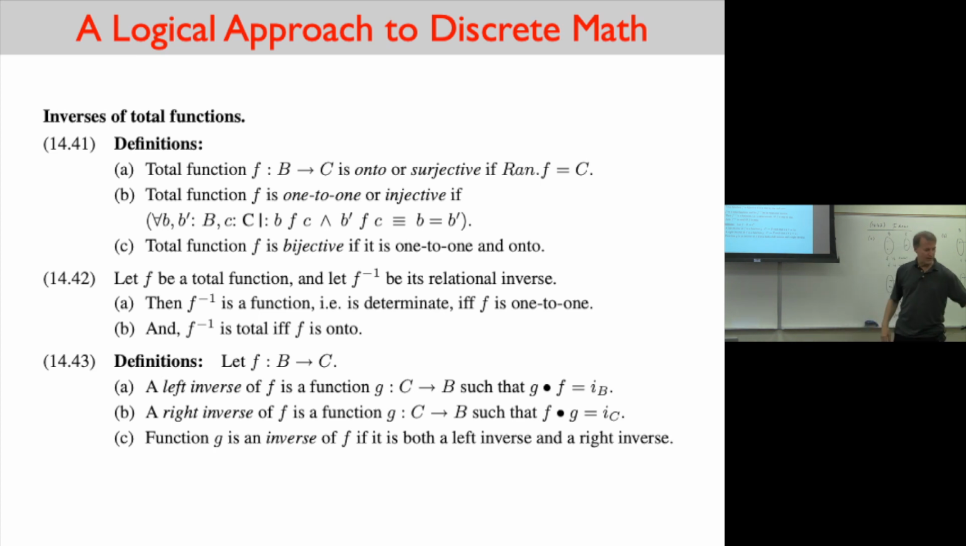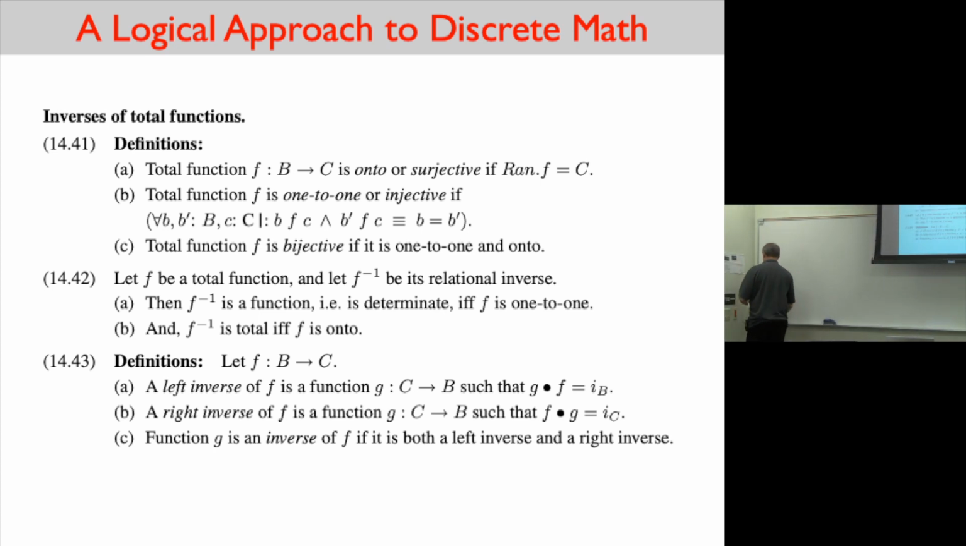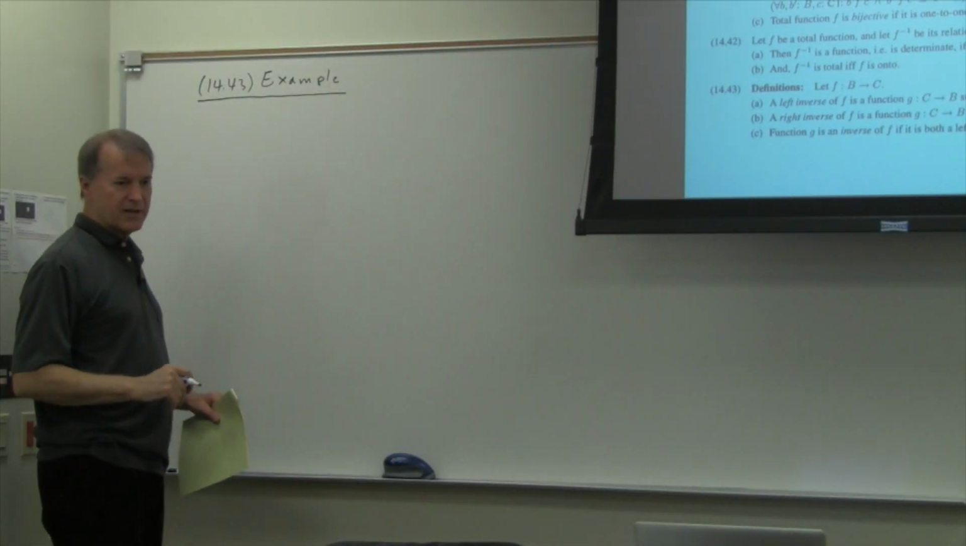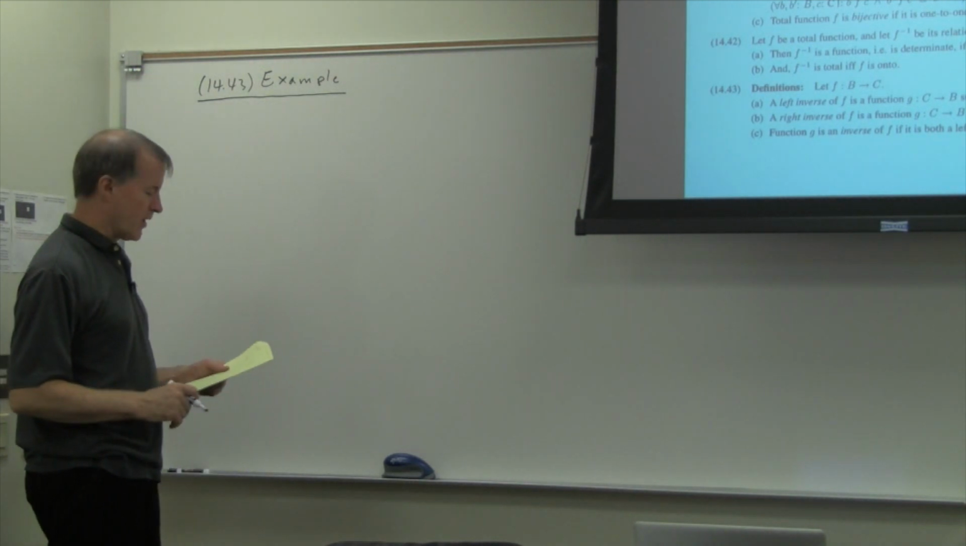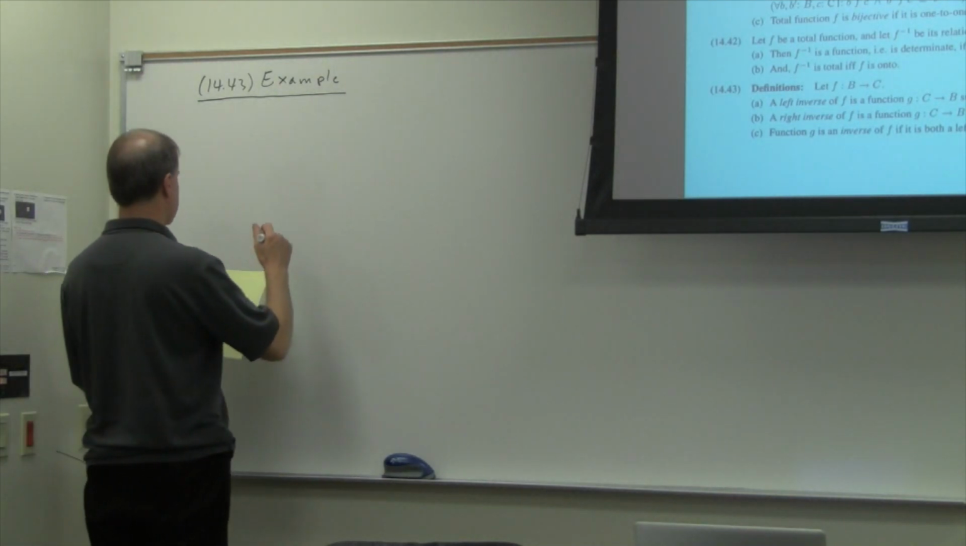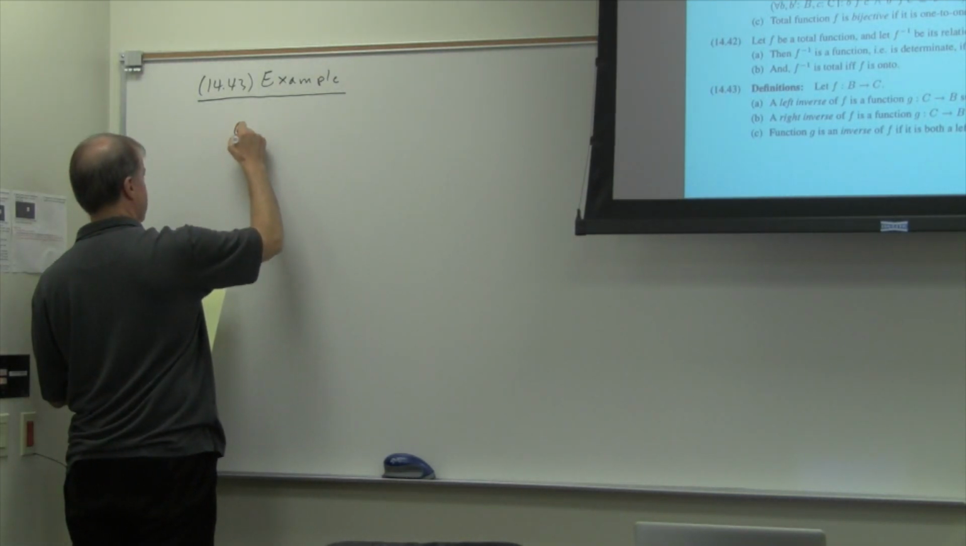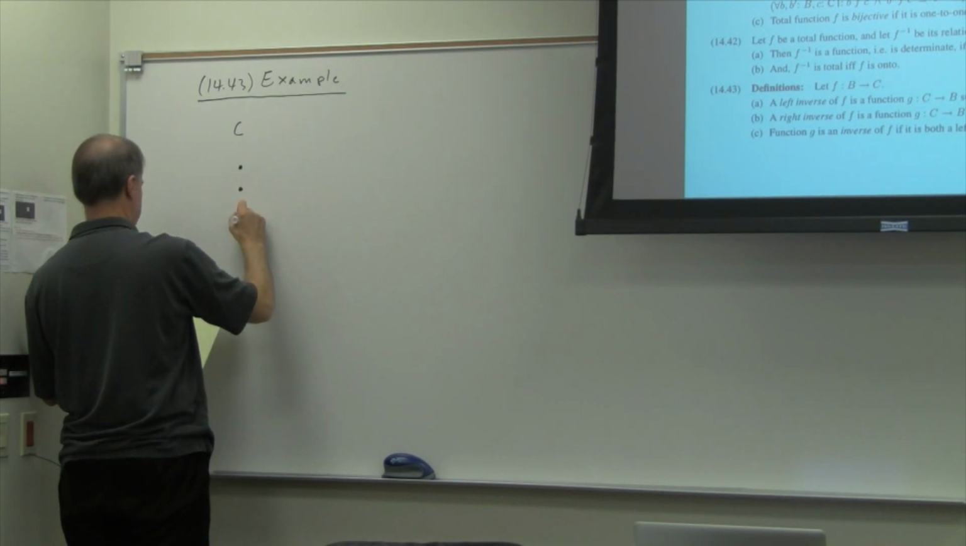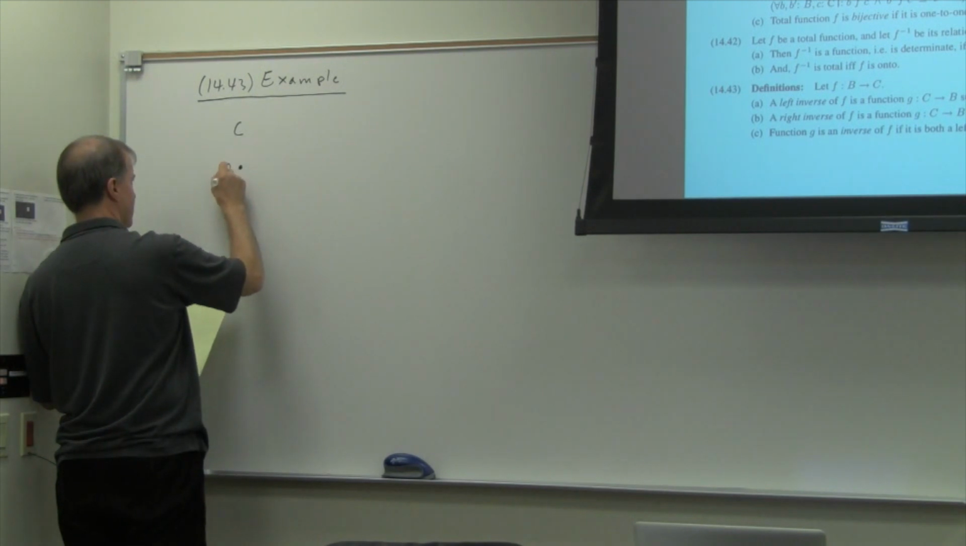Now what I want to do, these are definitions, so we can't prove them, but I want to give you an example of 14.43. All right? So now here's what we're going to do. We're going to use the two functions that we're going to illustrate this with, neg and abs. Here's our C, and our C is going to have three elements: 0, 1, and 2.